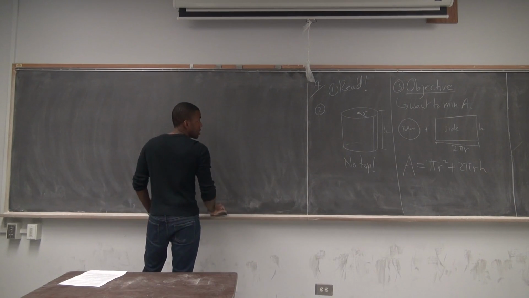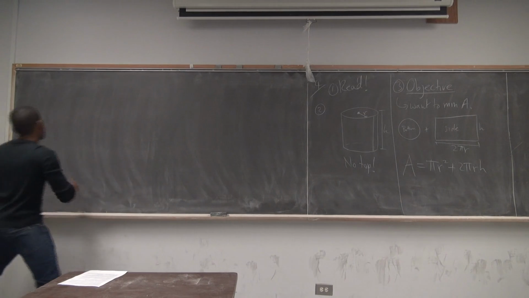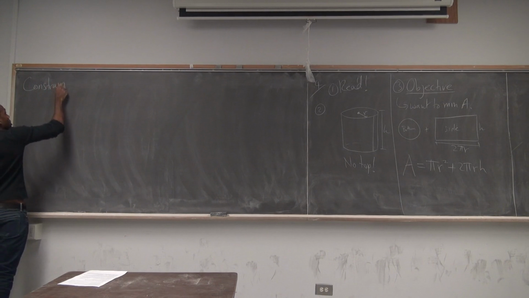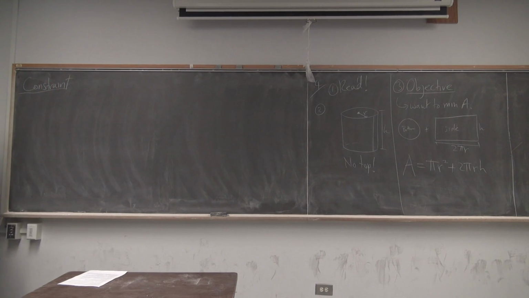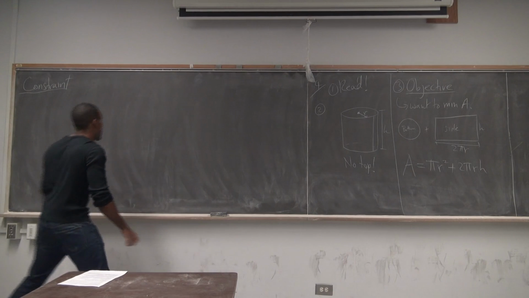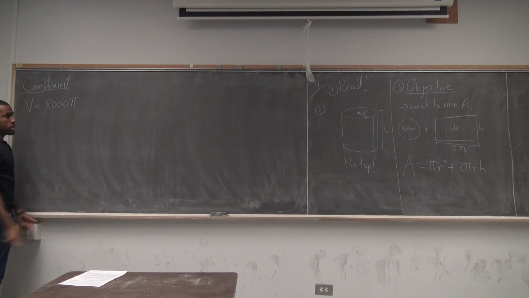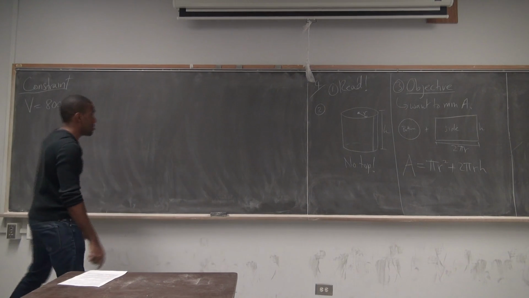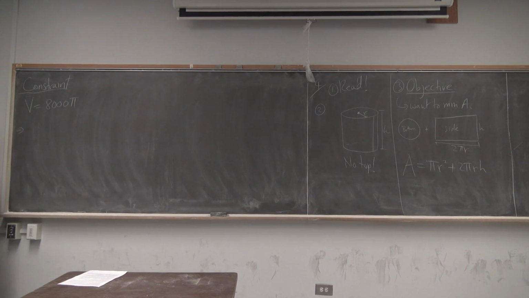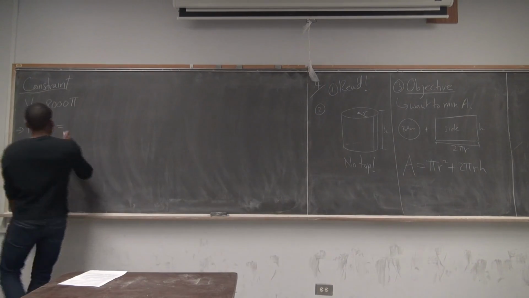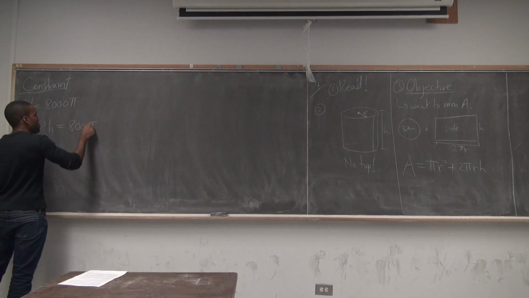8,000 pi. That's the volume, right? So they told us the volume is 8,000 pi. I know it's volume because they mentioned cubic units, right? So they told me that the volume is 8,000 pi cubic units. What's the volume of a can? Pi r squared h. Right? The volume of any uniform figure is the area of the base times the height. So that must be 8,000 pi.